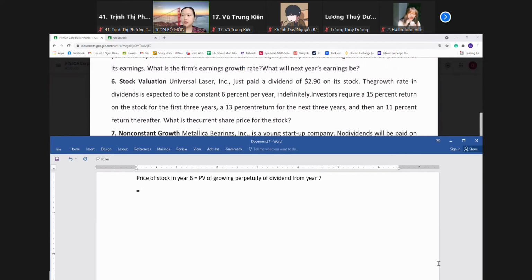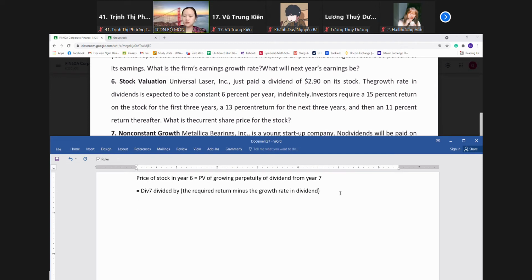And in order to estimate this one, you will need to use the dividend in year 7 divided by the required return minus the growth rate in dividend. Okay, so we divide by the whole part right here.